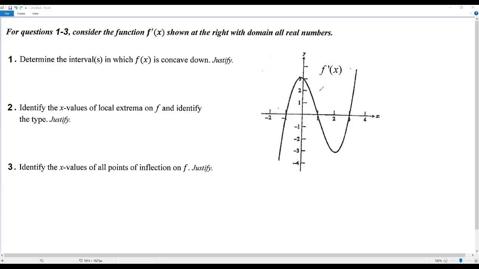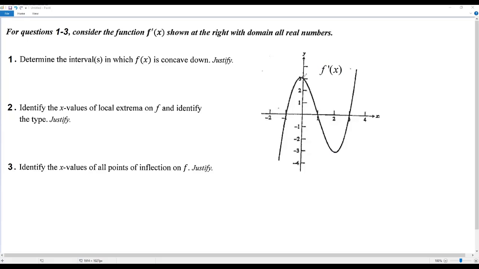Always remember it's not a graph of f of x, it's a graph of f prime of x. The first question is: determine the intervals in which f of x is concave down. Justify. From the graph of the first derivative, to find the interval where the graph of f of x is concave downward, I have to find the interval in the given graph where f prime of x is decreasing.